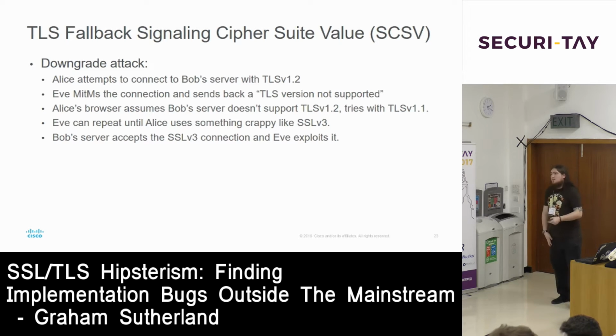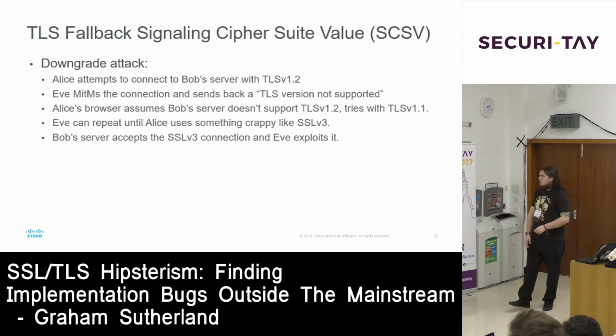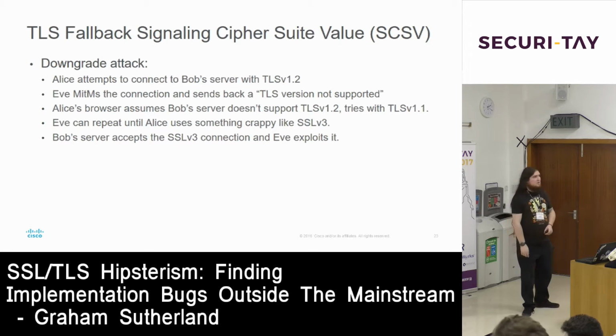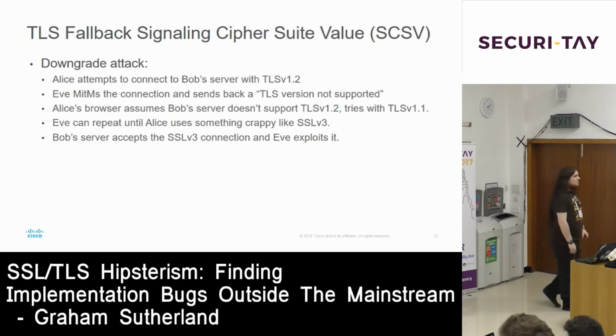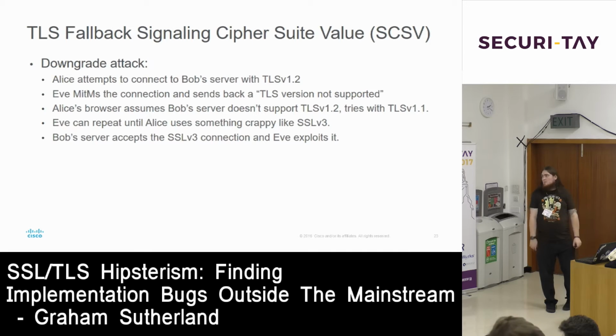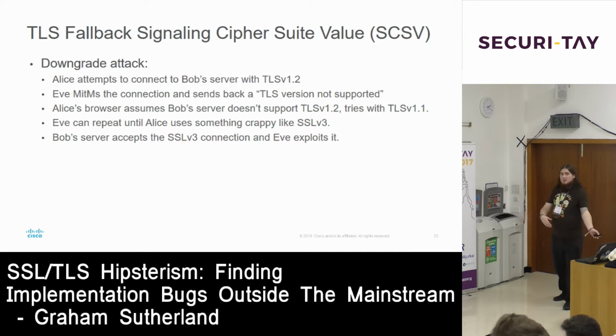So Alice's browser goes, oh, TLS 1.2 wasn't supported. Okay, I'll just try TLS 1.1, because that's the standard downgrade and reconnect approach that most browsers do, because obviously otherwise you would only be able to connect over TLS 1.2, and anything else would just completely fail. So it tries again with TLS 1.1.